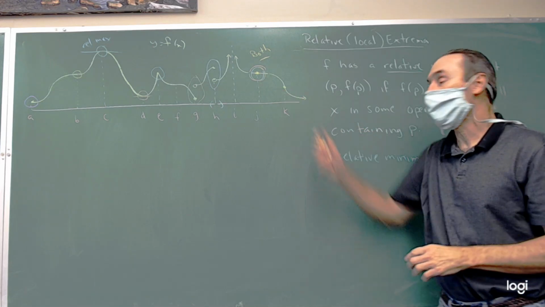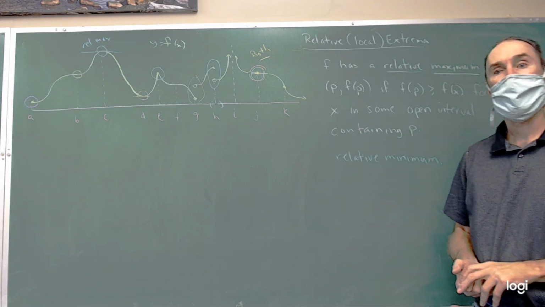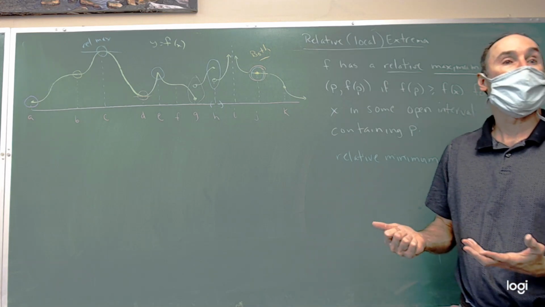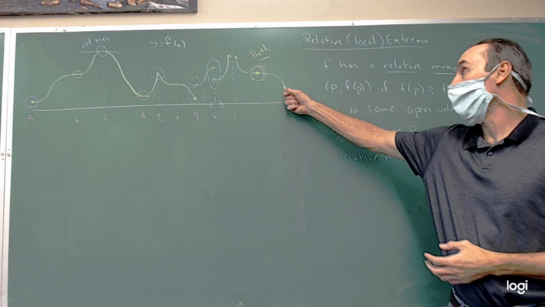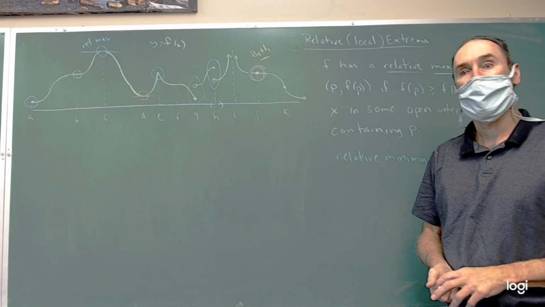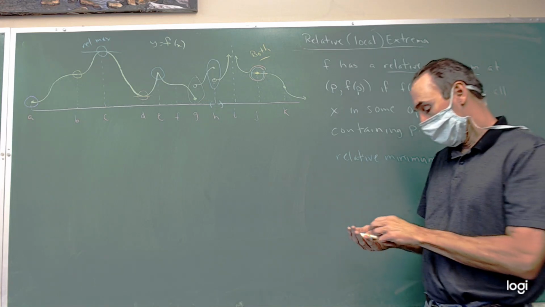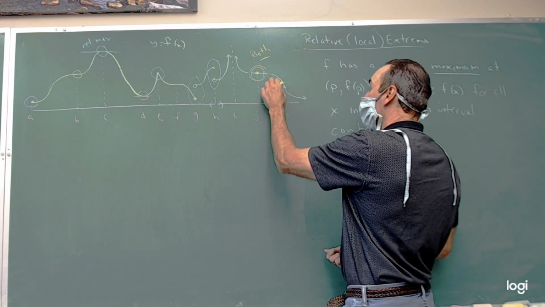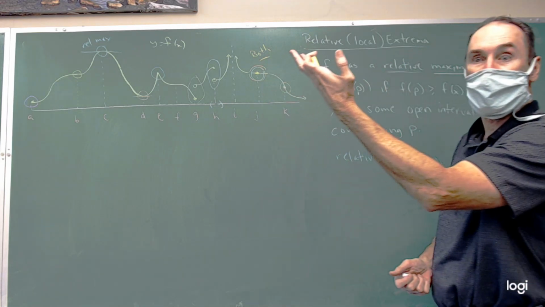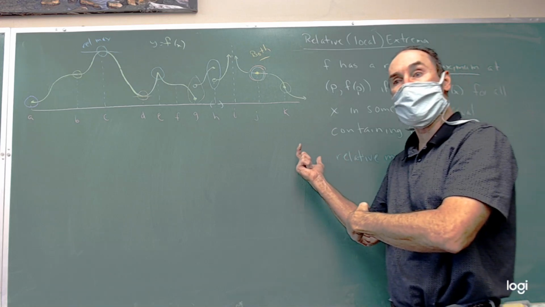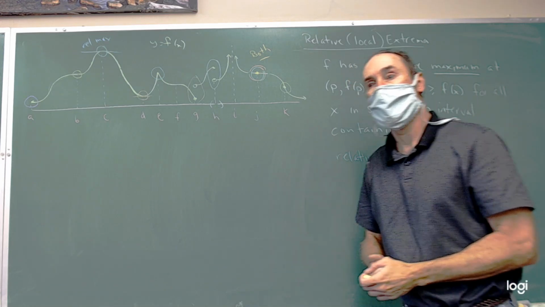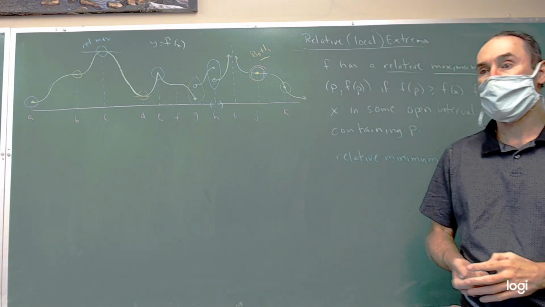Now, K is supposed to be at a place where there's a vertical tangent. So you know the derivative is undefined there. Is that a relative min, relative max, or neither? It's neither, right? Because if you take a little open interval containing that point, there are points on the left that are bigger, there's points on the right that are smaller, so it's neither a relative min nor a relative max.